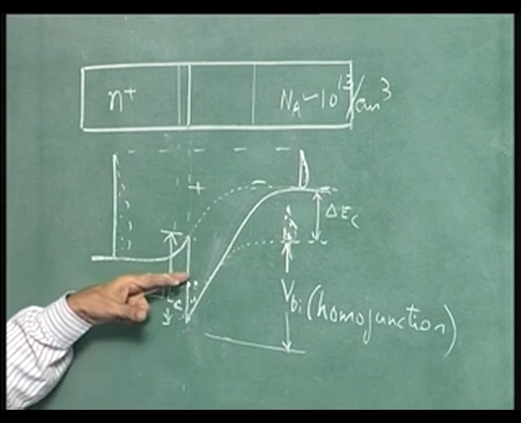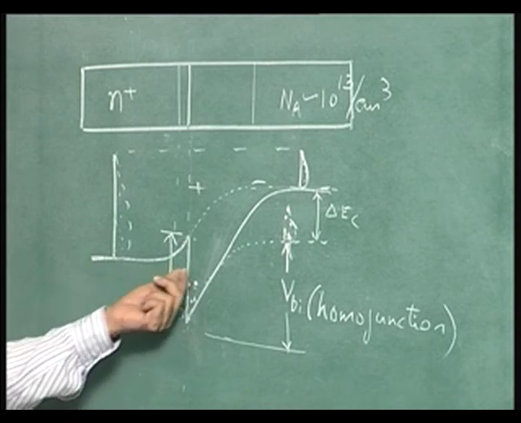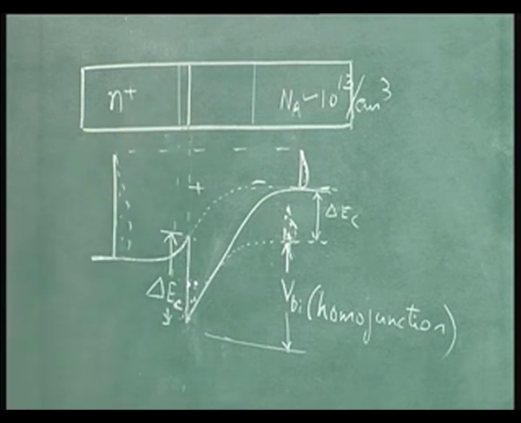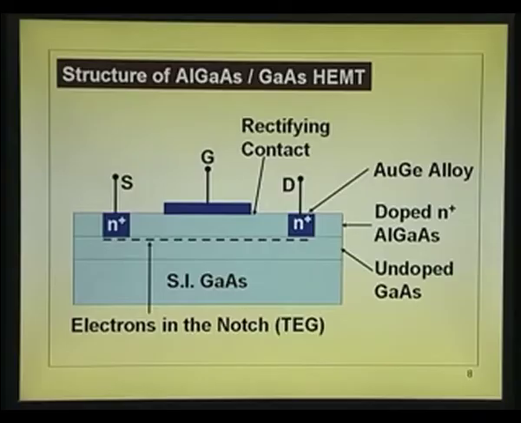You need to have aluminum gallium arsenide, but do not dope it just close to this point. Stop the doping on this point. So, strictly speaking, in a high electron mobility transistor, you have a semi-insulating substrate, undoped gallium arsenide, a thin layer of undoped AlGaAs, and a 0.4 micron layer of doped AlGaAs.